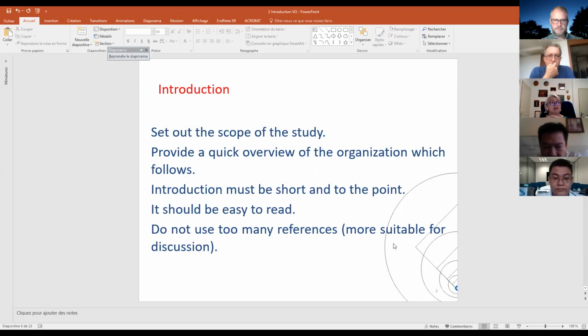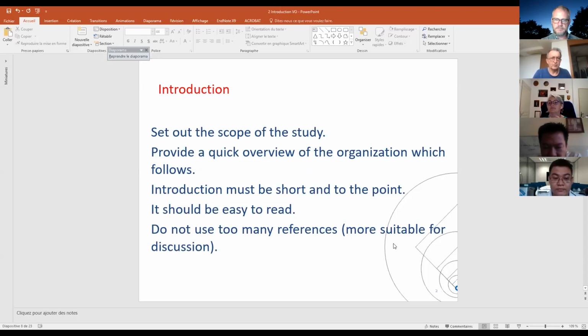Your introduction, as I said, must be short and to the point. Think about the first PDF. You know, you don't get much shorter than that. And it should be easy to read. And don't use too many references.